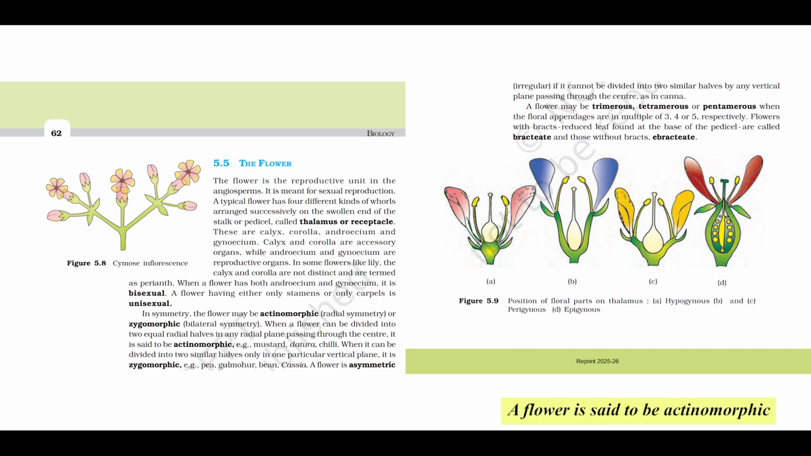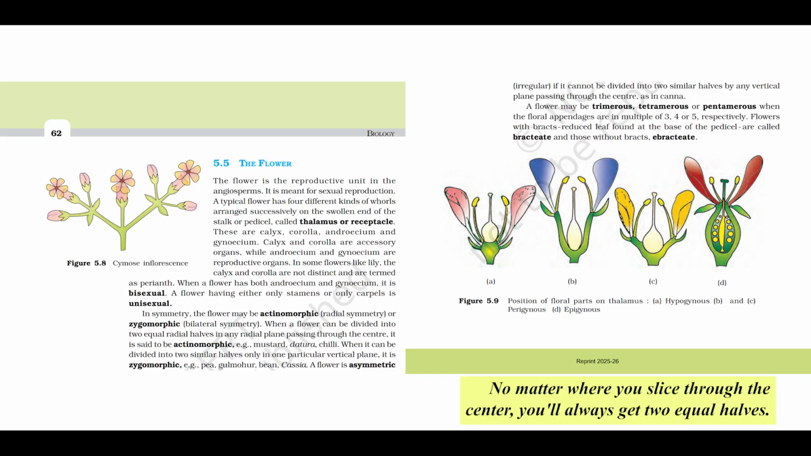Radial symmetry. A flower is said to be actinomorphic when it can be divided into 2 equal radial halves by any radial plane that passes through its center. Like cutting a pizza you said earlier. Exactly. No matter where you slice through the center, you'll always get 2 equal halves. This implies that the flower parts are arranged symmetrically around a central axis, like spokes on a wheel. Classic examples include mustard, datura, and chili. These flowers often attract a wide range of pollinators because they are accessible from many angles.